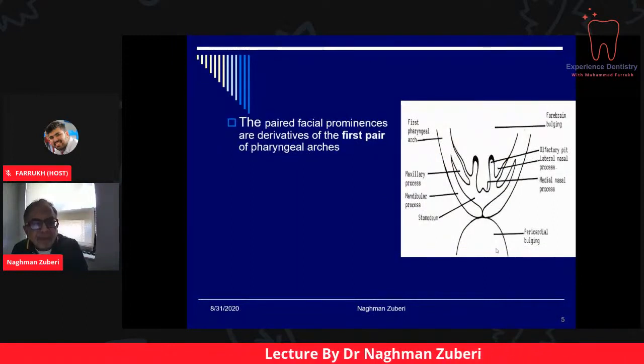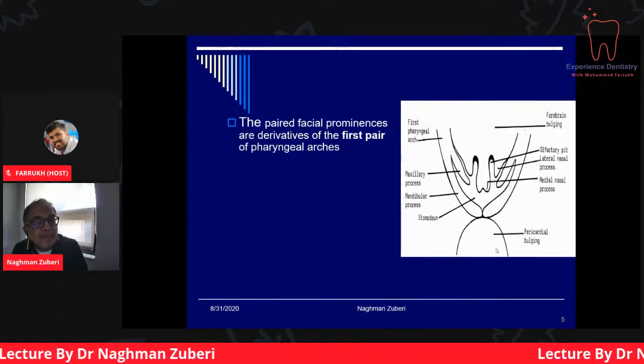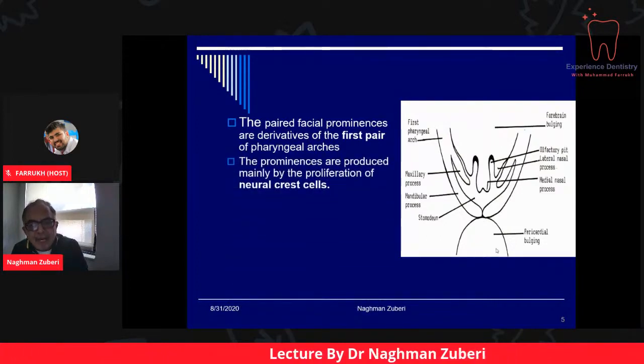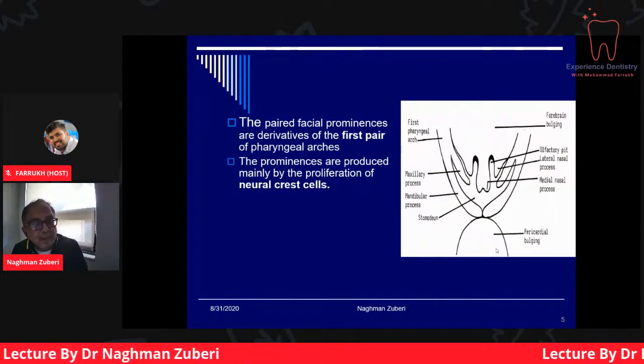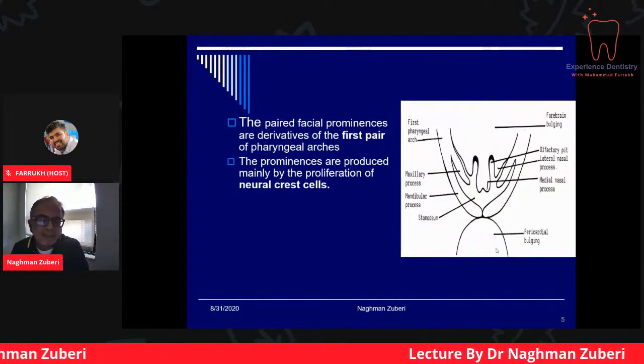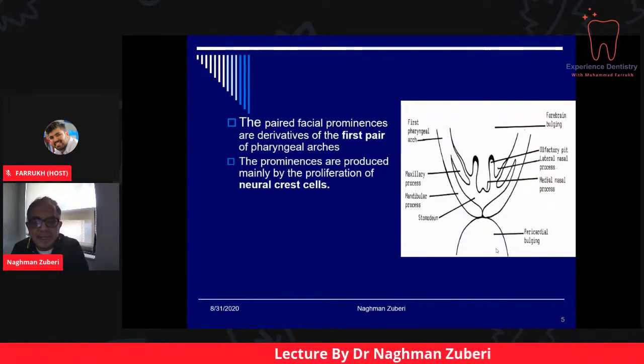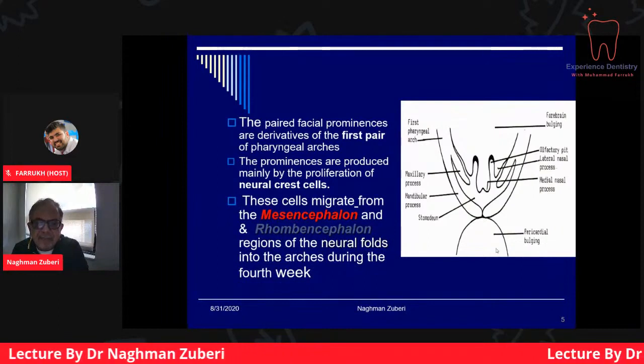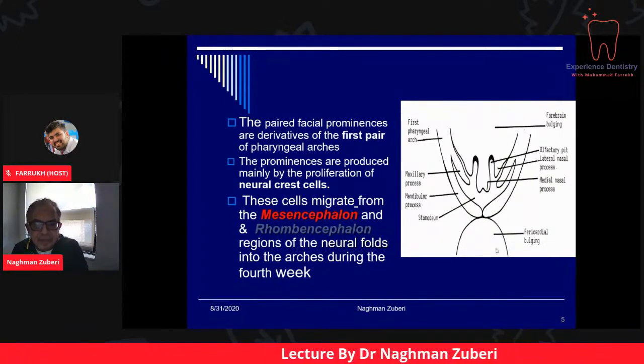The paired facial prominences are derivatives of the first pair of the pharyngeal arches. These prominences are produced mainly by the proliferation of neural crest cells. These cells migrate from the mesencephalon and the rhombencephalon regions of the neural folds into the arches during the 4th week.